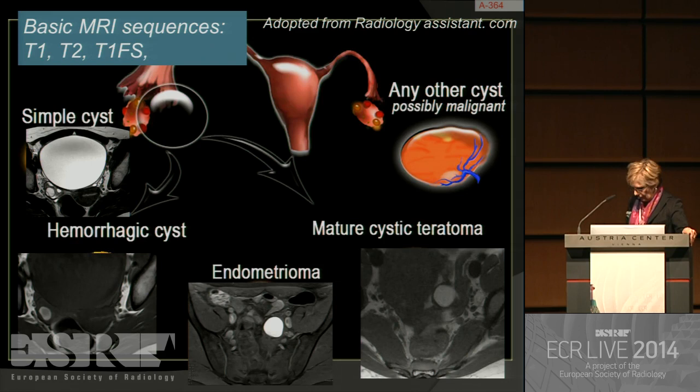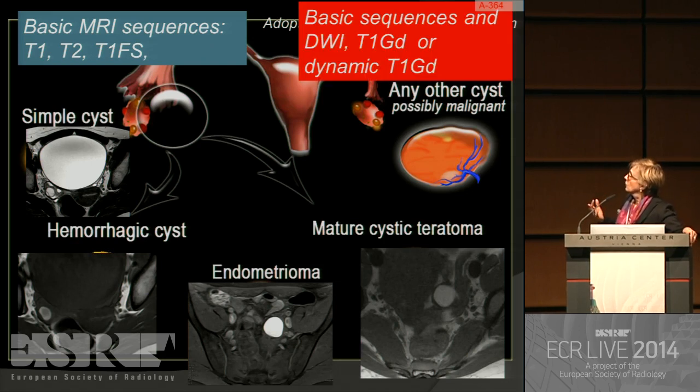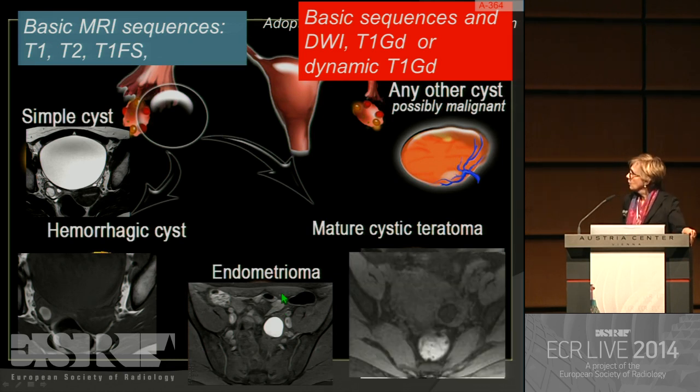Whereas in the more complex lesions, we need, in addition to these basic sequences, more advanced MRI. We need gadolinium T1 enhanced and diffusion-weighted imaging, or even dynamic T1 gadolinium enhanced imaging. But let us now go to these typically benign lesions. How can we differentiate them? Both teratoma and endometrioma are bright on T1, but if we use T1 fat set, we can see that the cystic teratoma reduces its signal.